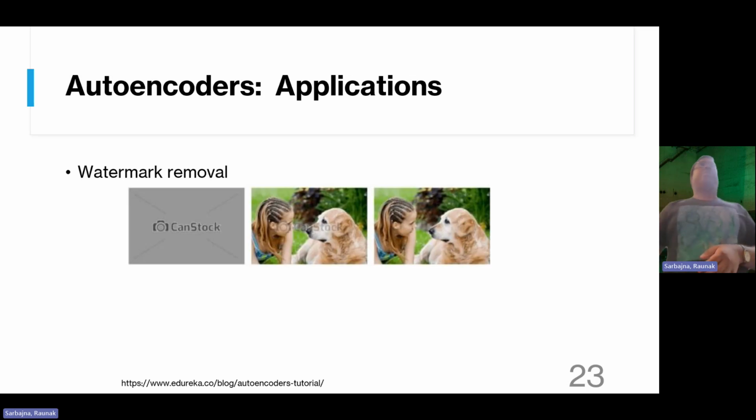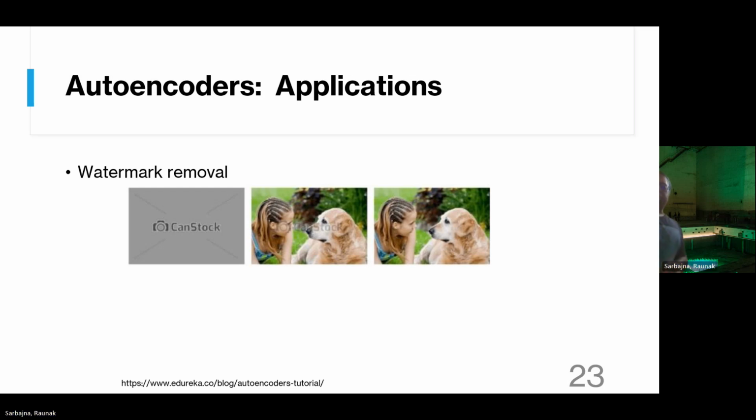Finally, this is an example that is practically used. You'll find a lot of tools online that remove watermarks from images that you've illegally acquired, or a lot of images have these large watermarks on them. Autoencoders are actually pretty good at removing this, as long as the image you remove the watermark from is similar to what the autoencoder has trained on.